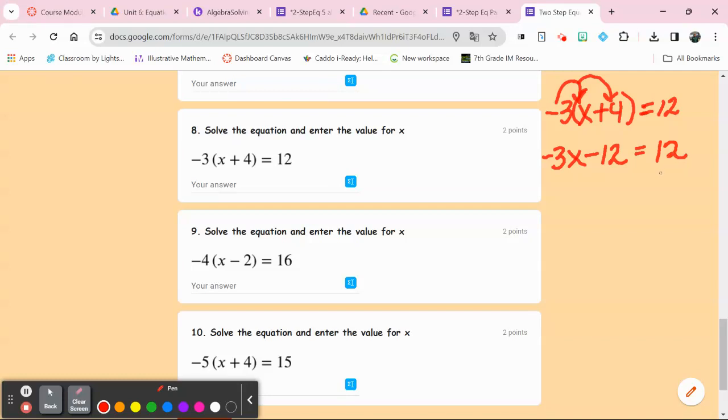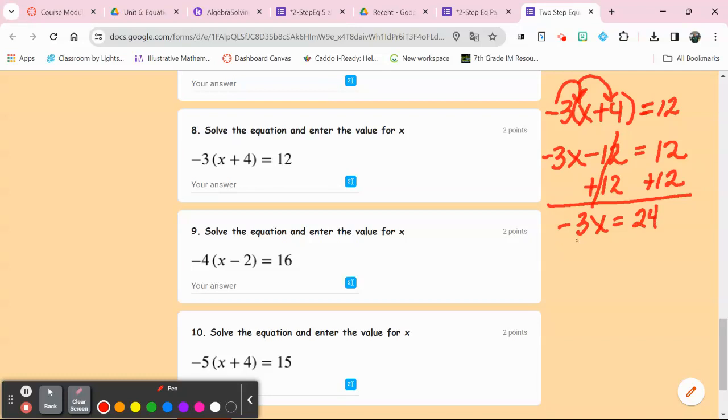Very interesting, huh? And then we would add 12 to both sides. How many of you thought that was going to be 0? Uh-huh. And that happens a lot if people don't distribute correctly and they have the wrong sign there. All right? So that cancels out, leaving me with negative 3 times x equals 24.